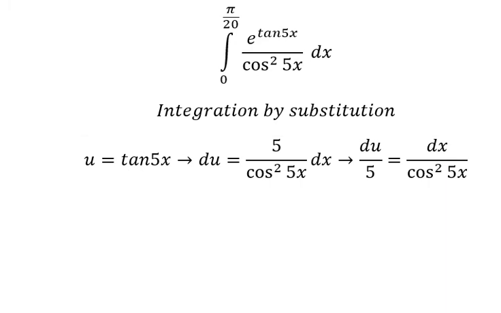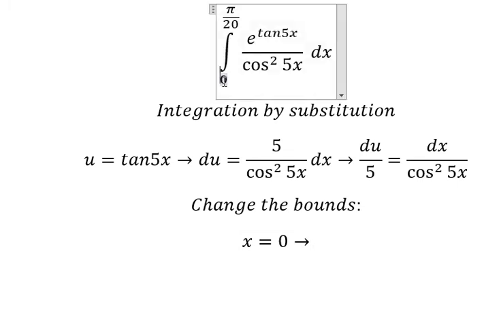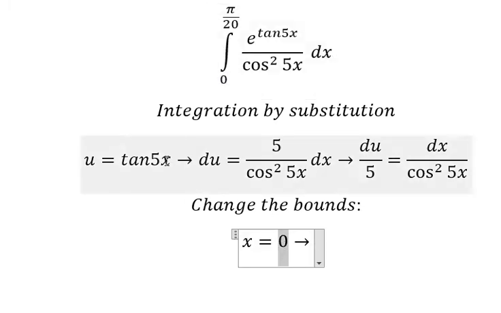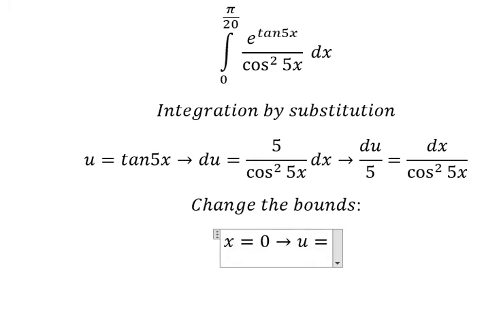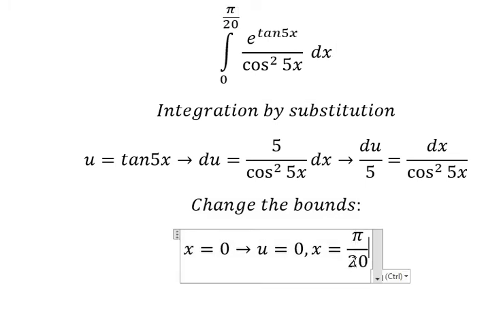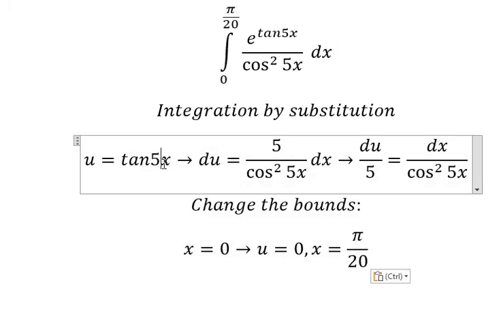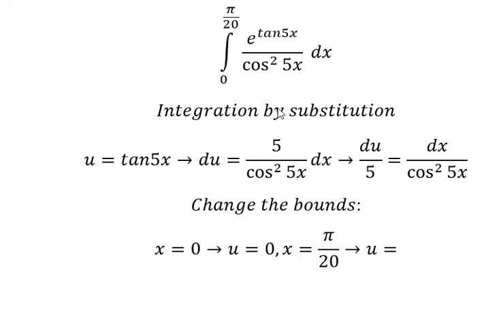Next, we need to change the bounds. When x equals 0, that is from here, so we put 0 here to find the value of u. So u equals 0. When x equals pi over 20, I will put this one here to find the value of u. So u equals 1.